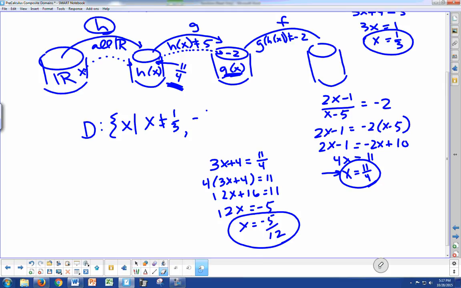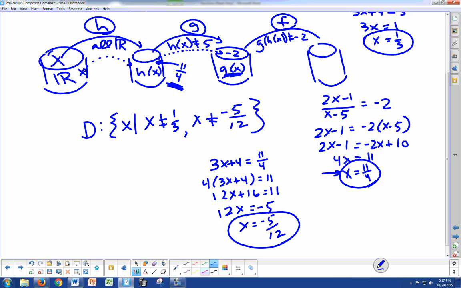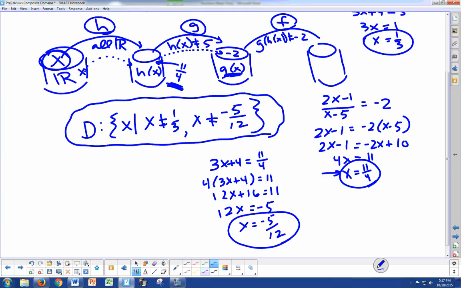I'm going to rewrite this with the not equal. So x is not equal to 1/3. x is not equal to -5/12. And those are the only two restrictions here. Those two restrictions came from the g and the f functions tracked all the way back to this real bucket. And so that's why these things are so tricky, because you've got to trace them all the way back to the beginning. I hope that helps to work out a couple of those problems on the worksheet.